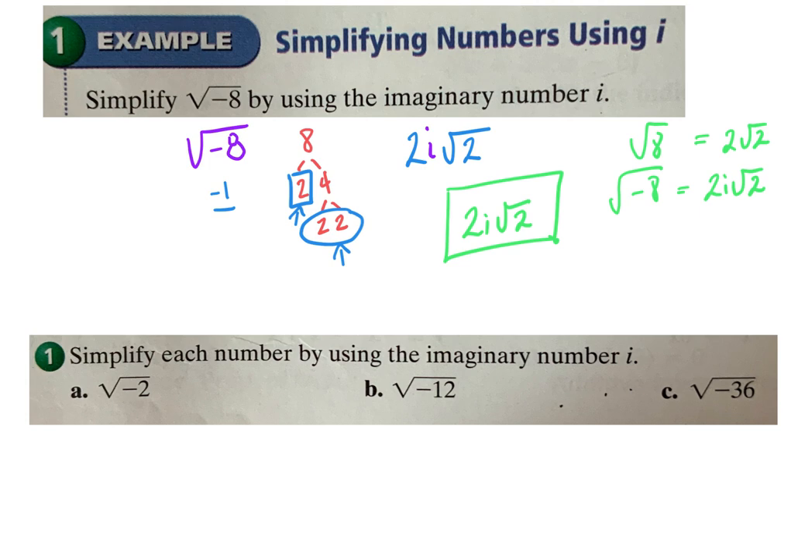All right? If it doesn't have a perfect root, so let's say I have the square root of -5, I would just say i times the square root of 5 to simplify it. All right? So go ahead and try A, B, and C there.